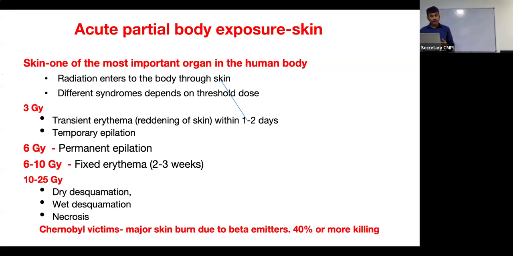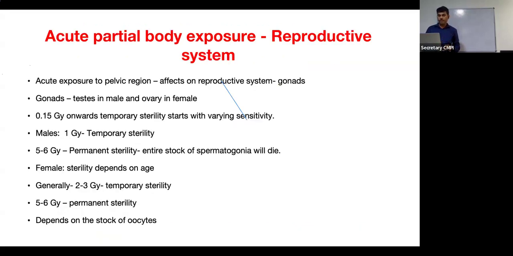Then what is called epilation? Epilation is the removal of hair. 6 gray, 3 gray, etc. are the thresholds for this. Then at 10 to 25 gray, skin dry desquamation, wet desquamation, and necrosis can all happen. Interestingly, in the Chernobyl accident, the nuclear plant explosion happened in Russia, today I think Ukraine, and there was major skin burn due to beta emitters. That skin burn happened because of high radiation.